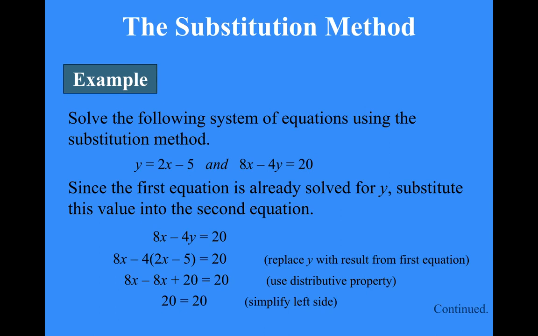Who can remember what happens when I have something like 20 equals 20? This is what kind of statement? It's a true statement. So if I have a true statement, what does that mean in terms of my solutions? What does that mean in terms of my graph? Well, if I have a true statement, that means that I have infinite solutions, right?